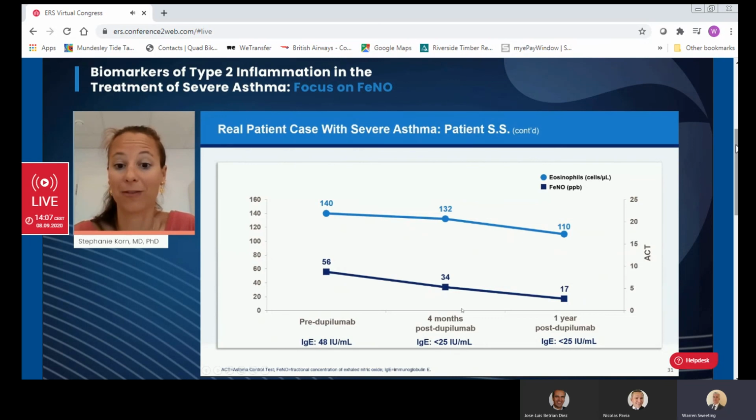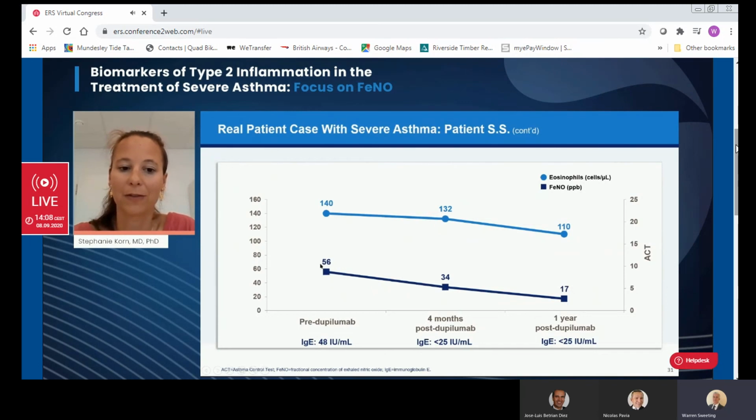we evaluate if the patient is a responder, so we see the patient again, we get all the biomarkers and lung function testing results and so on. So really no change after 4 months, slightly decreased after 1 year. And this is IgE at the bottom. You can see that there is a decrease in IgE over time.